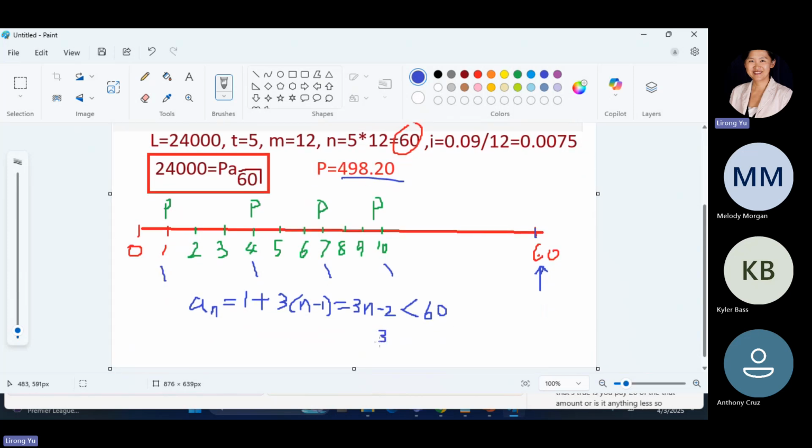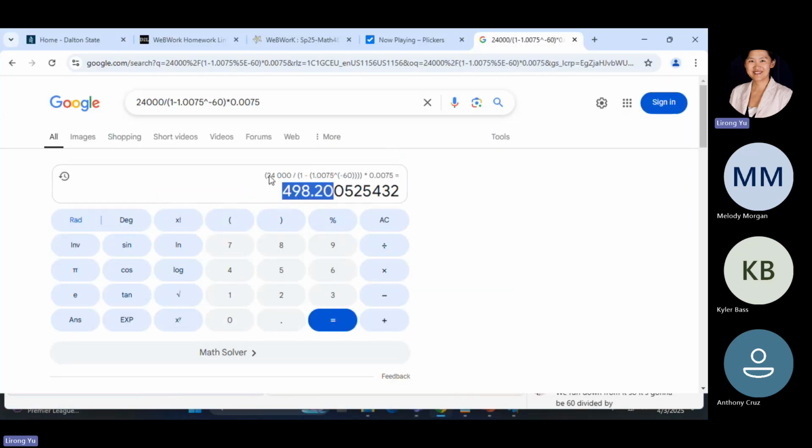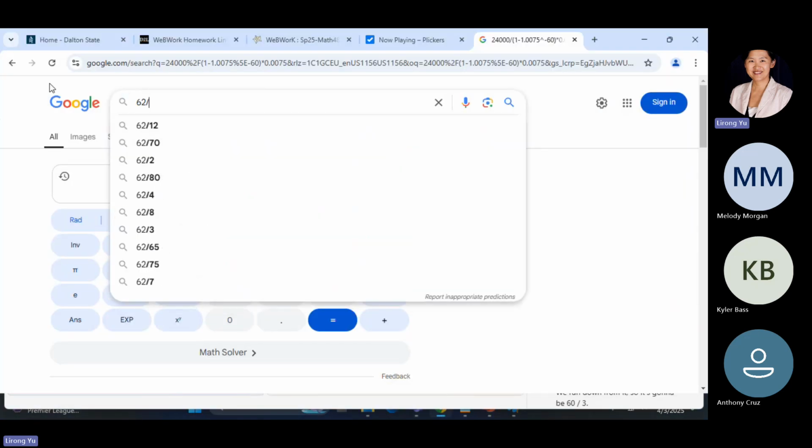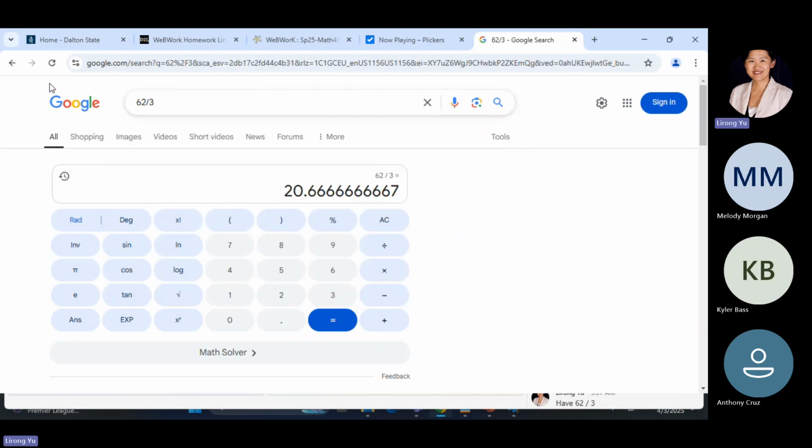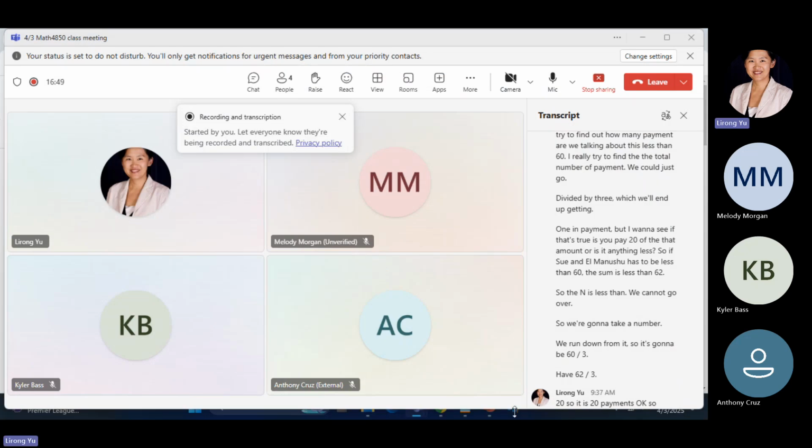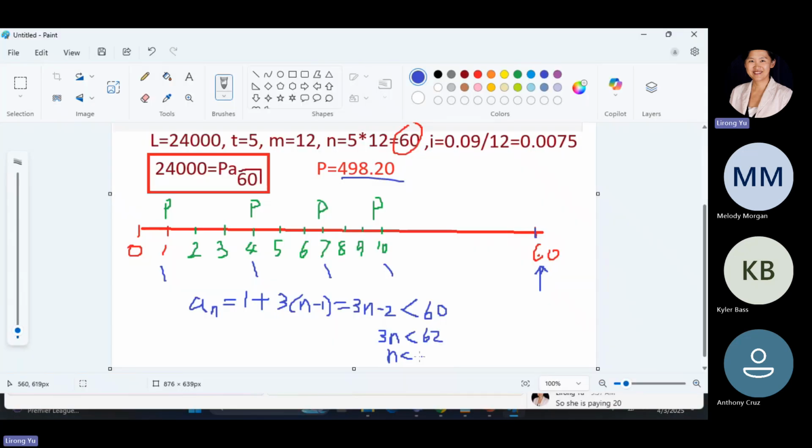If 3n minus 2 has to be less than 60, then 3n is less than 62. So n is less than 62 divided by 3, and we cannot go over, so we round down. It's 20. So it is 20 payments. So she is paying 20 of those payments. The final number of payments is 20.